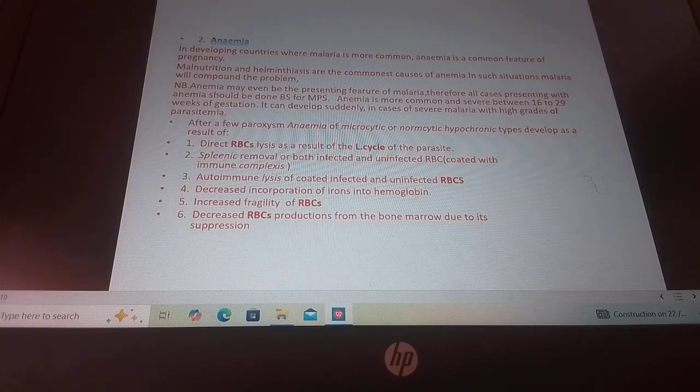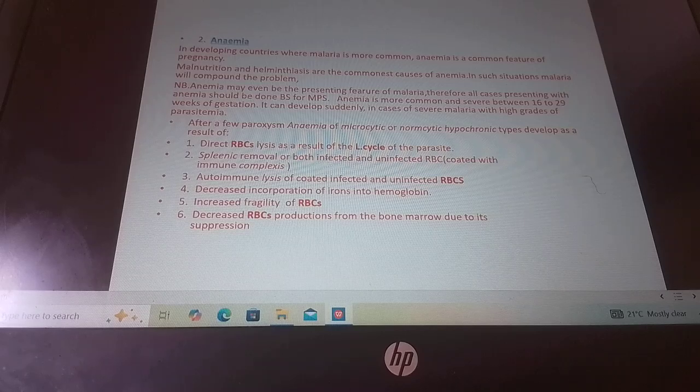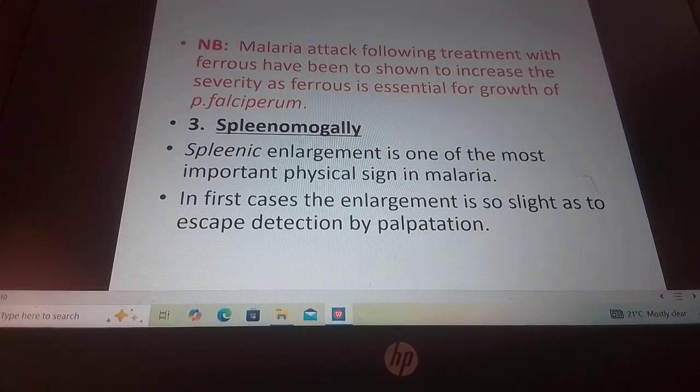This is one of the reasons why these pregnant women should be on medication, that is folic acid and ferrous, so that they can have enough hemoglobin, or any other iron supplements. Another reason could be increased fragility of the RBCs. Then we also have decreased RBC production from the bone marrow due to suppression of the bone marrow. Remember, malaria attacks following treatment with ferrous have shown an increase in severity, because iron is essential for the growth of Plasmodium falciparum. So you should be able to note that.